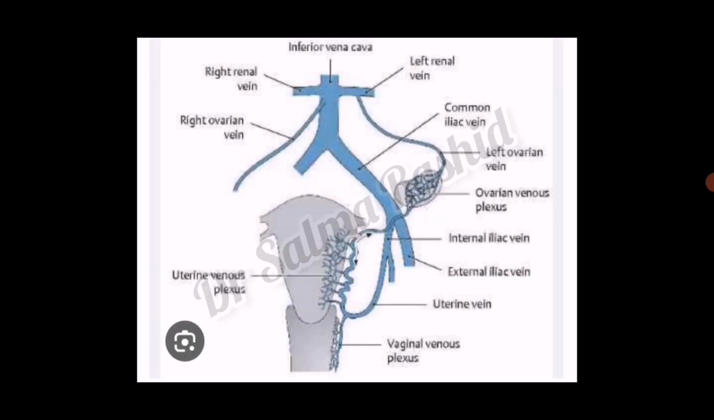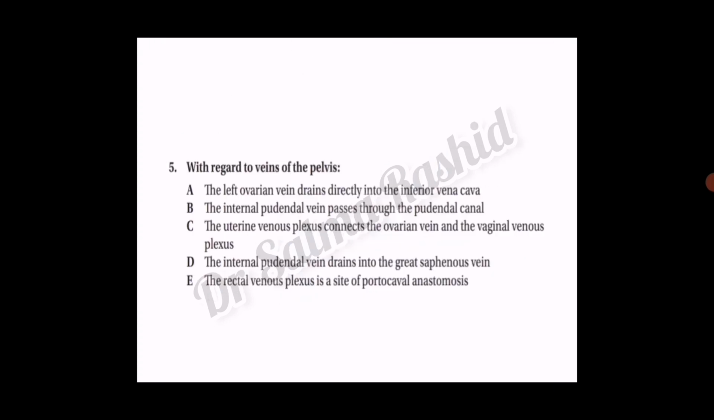Now this is the diagrammatic presentation. You can see that the uterine venous plexus at the lower end forms the uterine vein, which then drains into the hypogastric vein and ultimately into the internal iliac vein. So the question was, the uterine venous plexus connects the ovarian vein and the vaginal venous plexus. It's true.